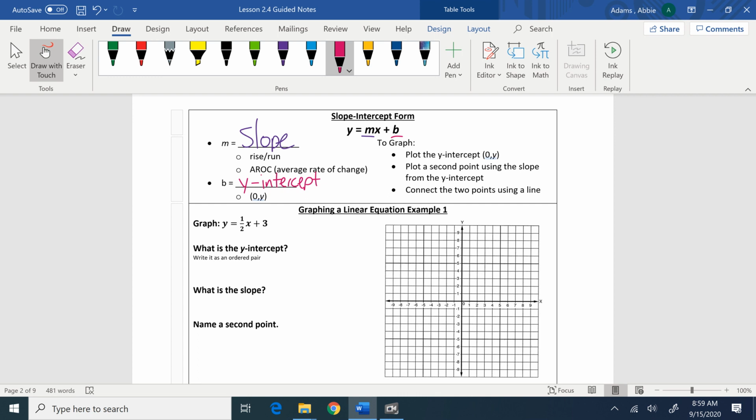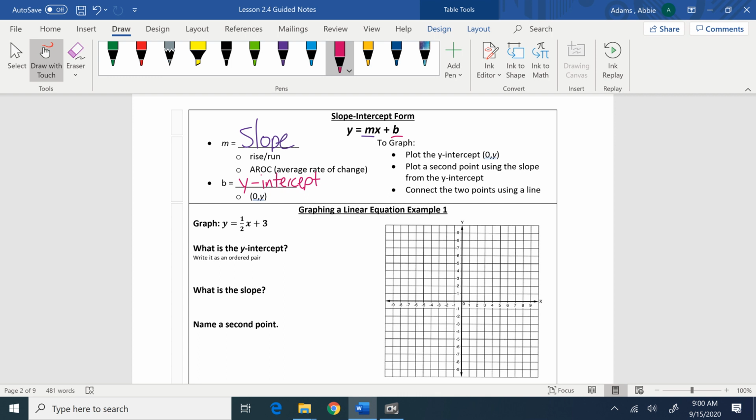So let's go over some of the steps that we're going to take to graph an equation in slope-intercept form. In order to graph, the first thing you want to do is plot the y-intercept. And remember, that's going to be an ordered pair at 0, whatever that y-intercept is, so whatever your b value is. Your second step is to plot a second point using the slope from the y-intercept. So from that y-intercept, you will rise the amount that it tells you to rise in the slope, and then you'll run the amount it tells you to run.